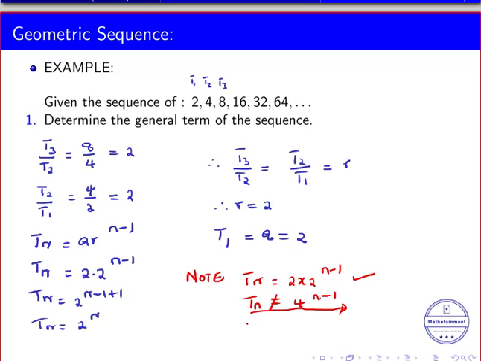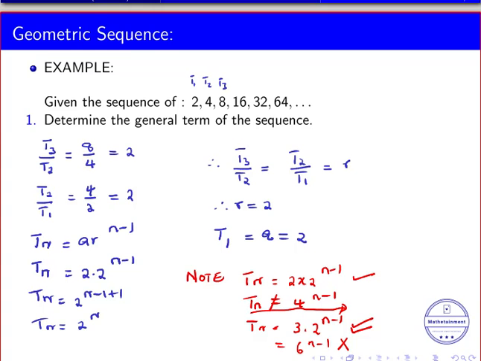But if here it was 3 times, let me not write times, but let me leave it as a dot, 3 times 2 to the power of n minus 1. You cannot say this is 6 to the power of n minus 1. No, this one is completely wrong. But you leave it as it is. This is your general term. But here, this is our general term.